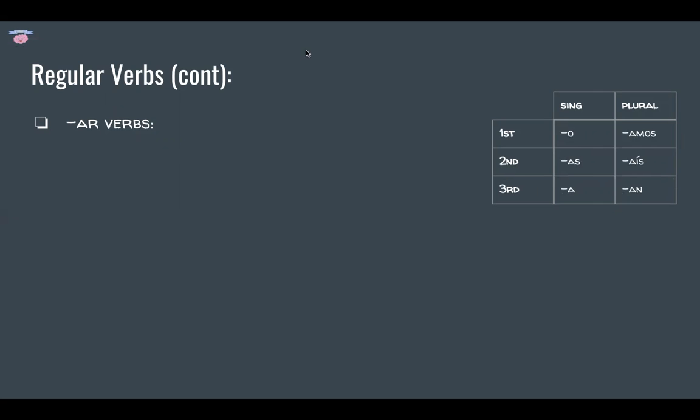So an example would be caminar. So first person would be camino, caminas, camina, caminamos, camináis, caminan. Notice we just took off the AR, which gives us camin, and then you add this respective ending. So it'll be camino and so on.